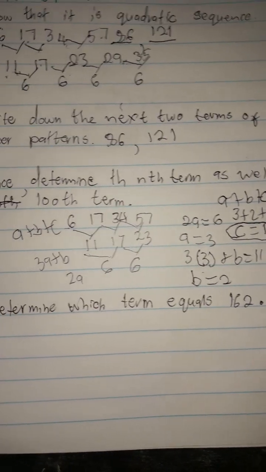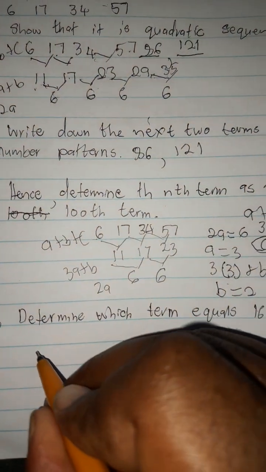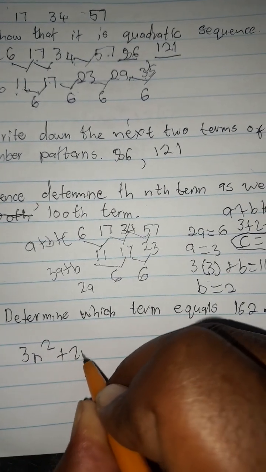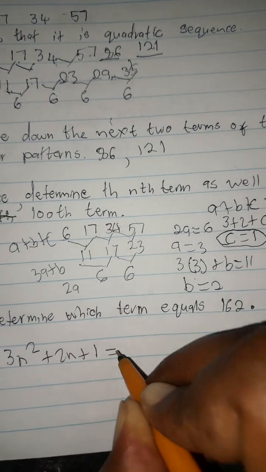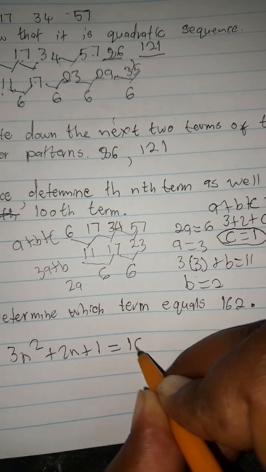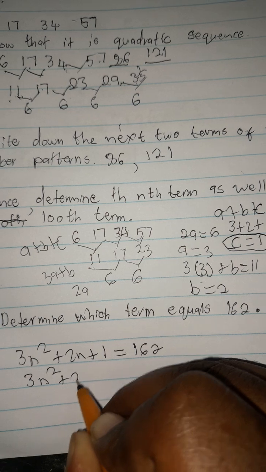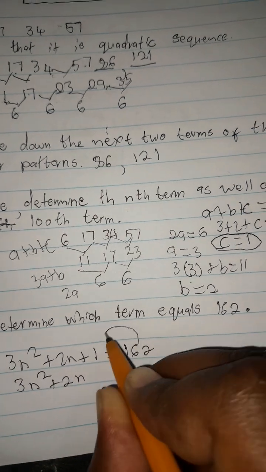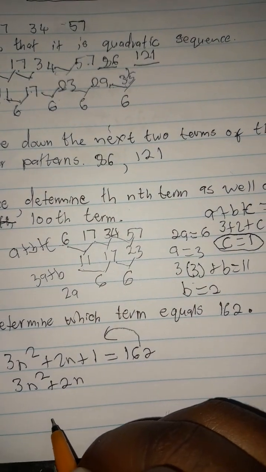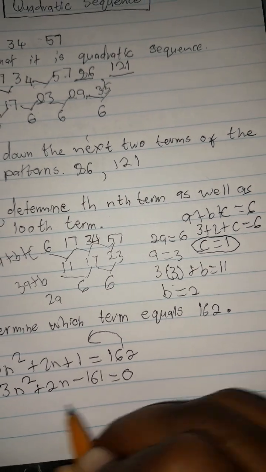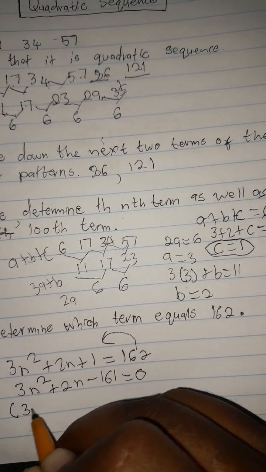Determine which term is equal to 162. So using the formula that we have derived, guys, 3n squared plus 2n plus 1 is equal to 162. So what we could do is take 162 to the other side. It will be 1 minus 162, which will be negative 161. It's equal to 0. So from there, I will need to factorize.